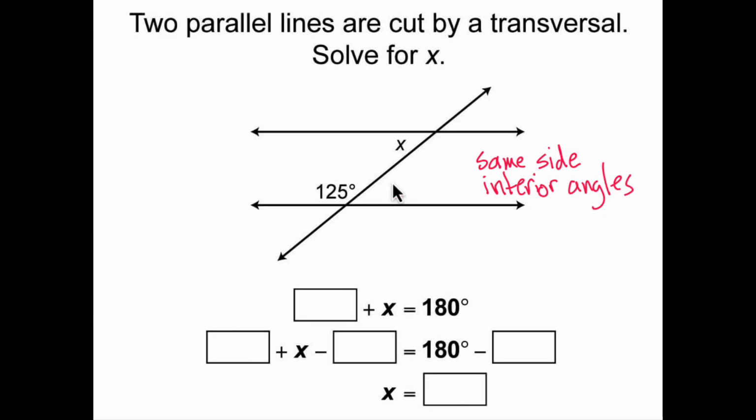And one of the properties of same-side interior angles is that they are supplementary. So now we can solve an equation. 125 degrees plus x equals 180 degrees.